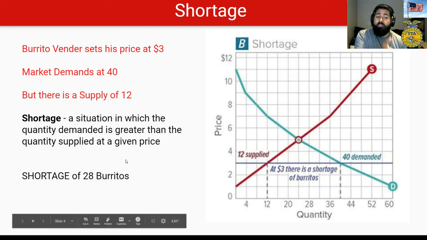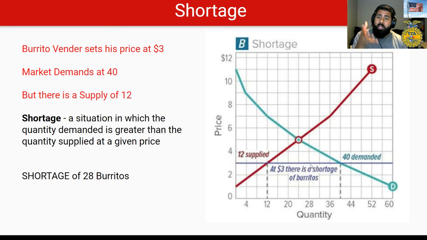There is a shortage of specifically 28 burritos in this case, because that means there are 28 burritos that the people in demand, the consumers, are not getting. And that means as well 28 burritos that you could have made and made money on. So you have to bounce back and forth, right? What is the perfect spot to be in, students?